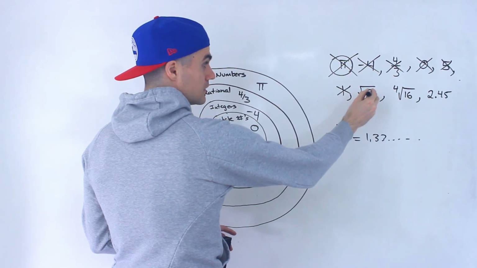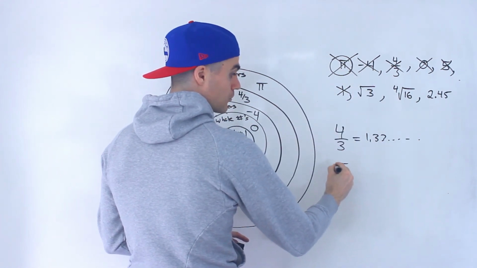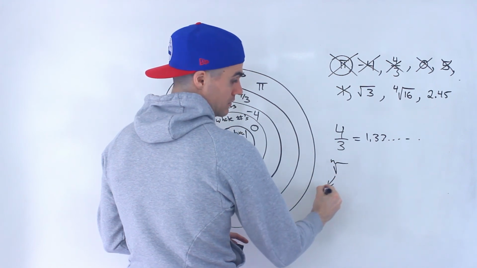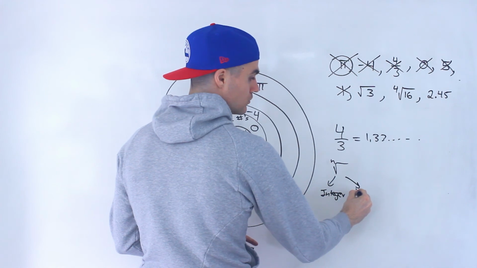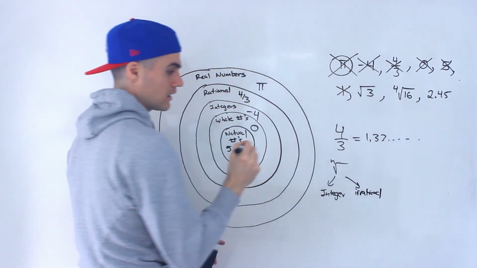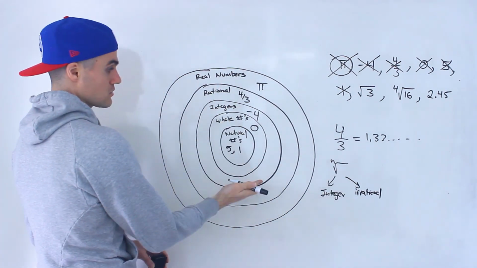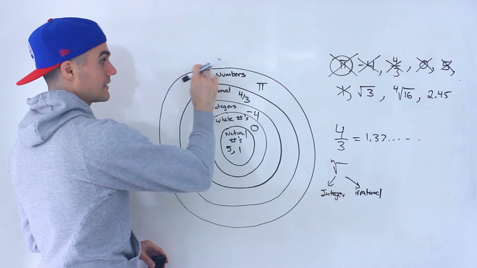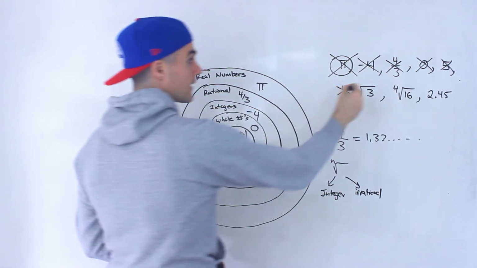√3, remember, the square root of any number and the nth root of any number is either going to give you an integer or it's going to give you an irrational number. And notice that √3 is not going to give you an integer, so it's an irrational number. So we move out, it's not rational. It is a real number, but it's not rational, so it would go over here in that area.